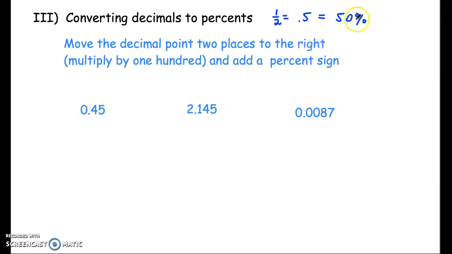When you have a decimal and you have to change it into a percent, you're going to go from left to right. The decimal is going to move over 2 places. How did 0.5 become 50? The decimal place moved over 2 places. So 0.45 becomes 45%. 2.145 becomes 214.5%. 0.0087 becomes 0.87%. Again, if that was too fast and you need to copy that down, just pause, and then you can write it down, and then start it up again and move on.